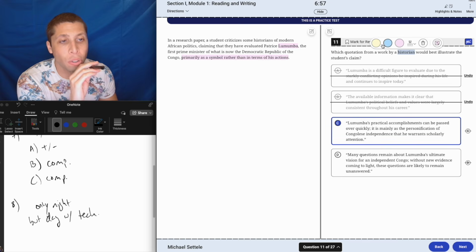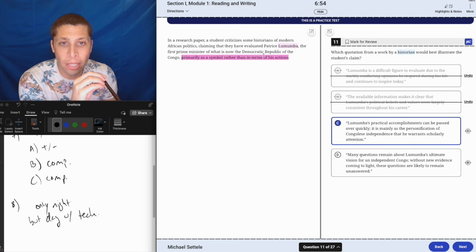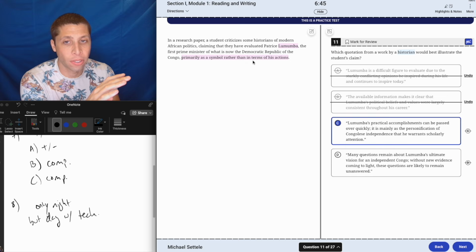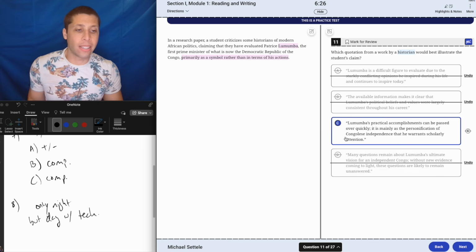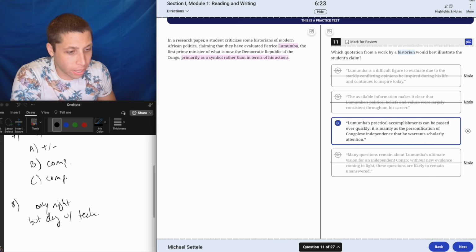So this is a work by a historian, and the historian would say that he is a symbol rather than his actions. So the student is criticizing that, but we need a quote from a historian that is showing that he is a symbol rather than someone about his actions. Right, and here's a personification of independence. That's a symbol. Many questions remain about Lumumba's ultimate vision for independent Congo. Without new evidence coming to light, these questions are likely to remain unanswered. Honestly, only C has anything to do with symbolism. So it's kind of the only thing anyway.